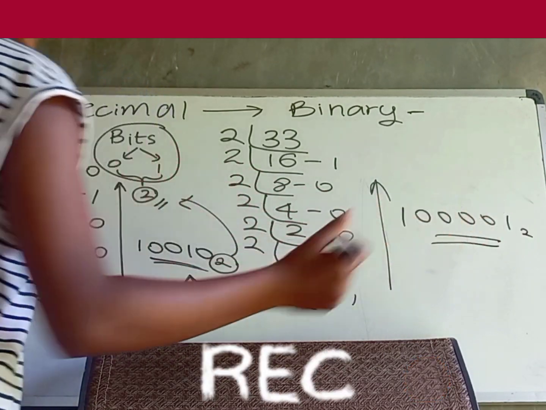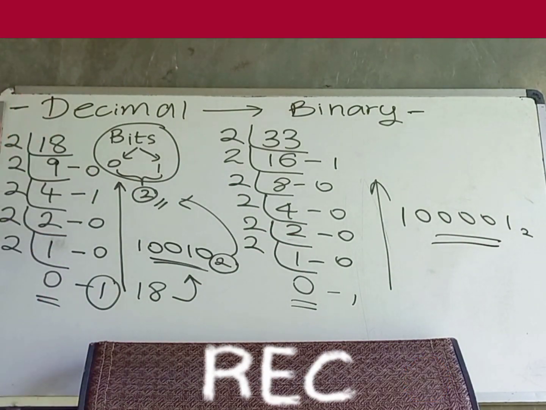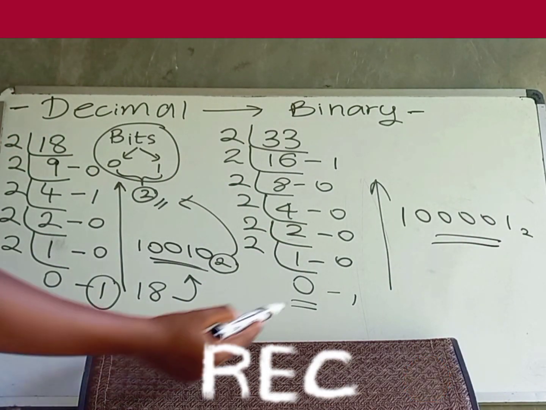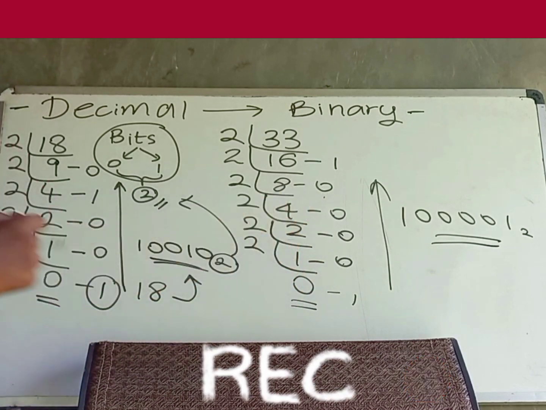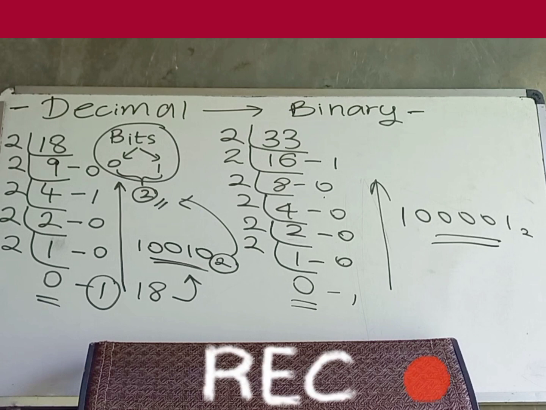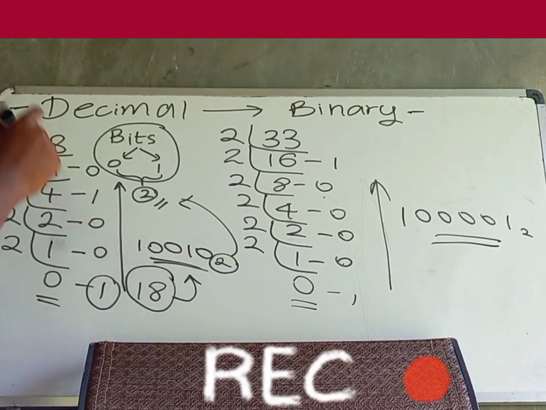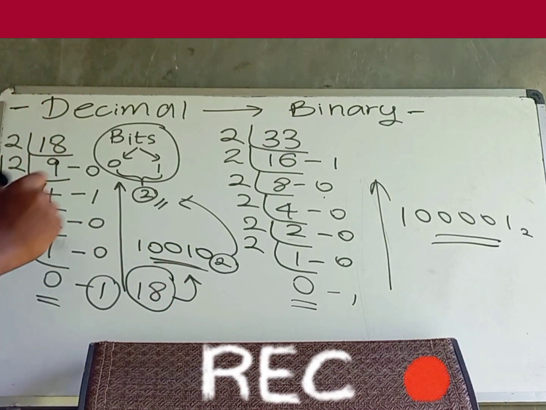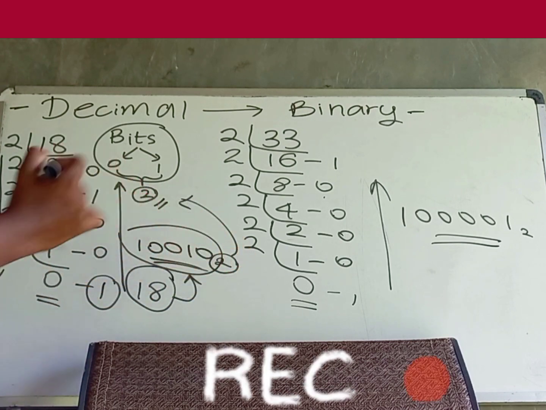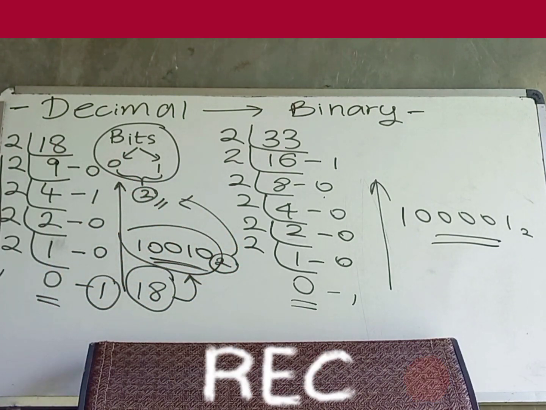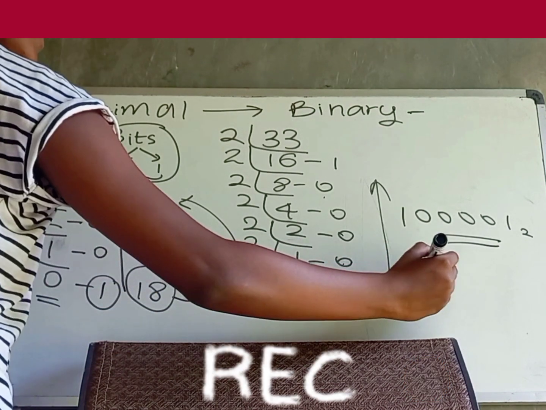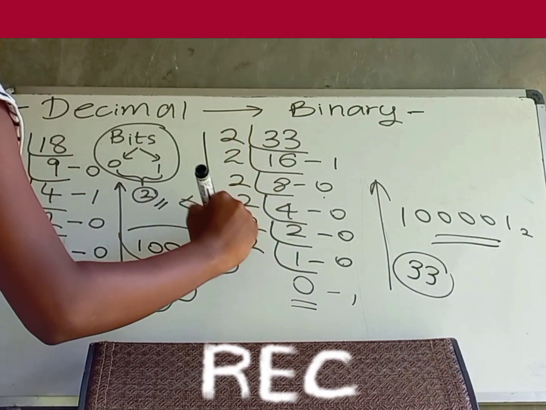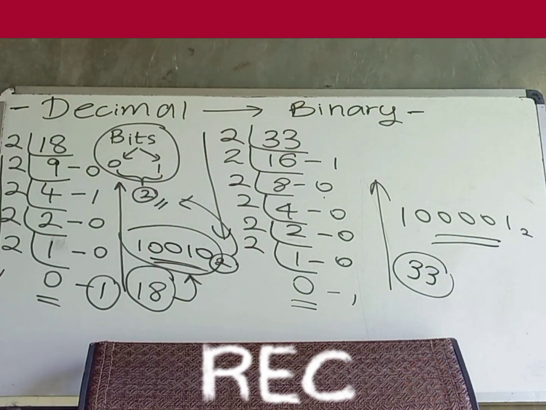Put the base as 2 in the answer. Count the zeros very well, okay? So we divided 18 by 2 continuously and got the answer as 1 0 0 1 0 base 2. And we divided 33 continuously by 2 and got the answer as 1 0 0 0 0 1.